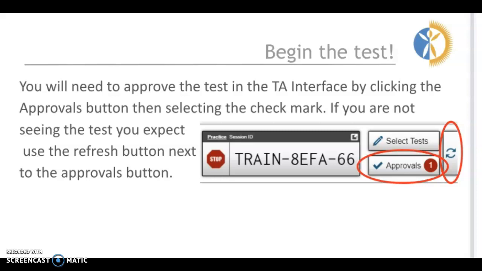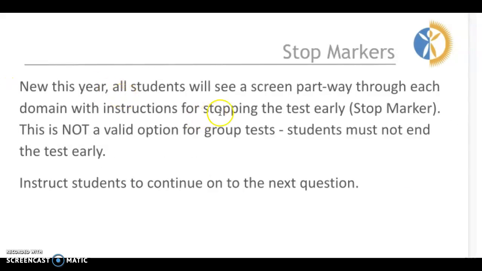A couple of other things to note is there's a thing called stop markers in here. Partway through, students will see directions for stopping the test early. It's a stop marker. Do not have students do this in the group test. They should not end the test early. They should continue to the next question.